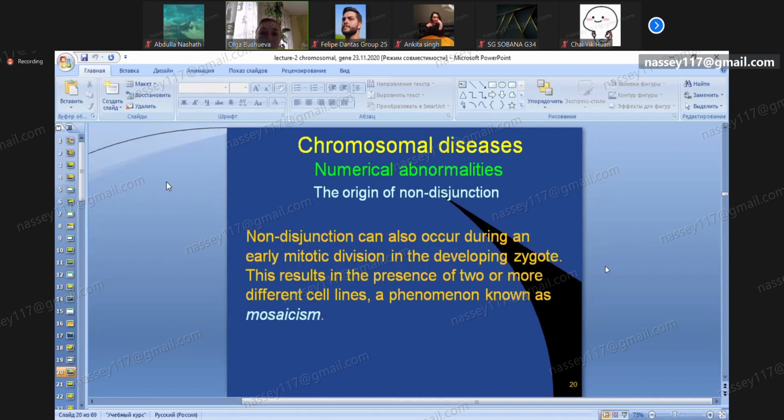Non-disjunction can also occur during early mitotic divisions in the developing zygote, and this results in the presence of two or more different cell lines, a phenomenon known as mosaicism.